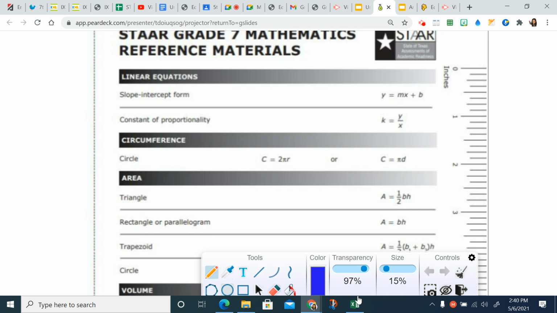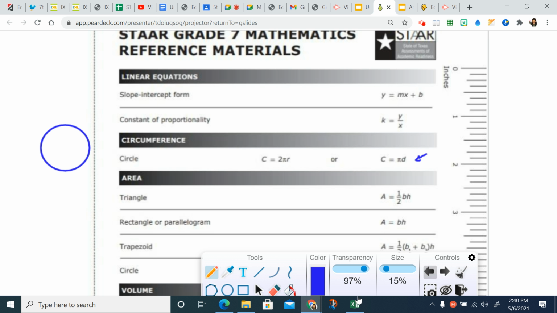Then we have circumference. Remember that circumference means the distance around the circle, the perimeter of the circle. So circumference is 2 times pi times radius, or circumference is equal to pi times diameter. So you could use the radius or the diameter. How do we decide which one we should use? The one they give us. If they give us diameter, we use this. If they give us radius, we use this.